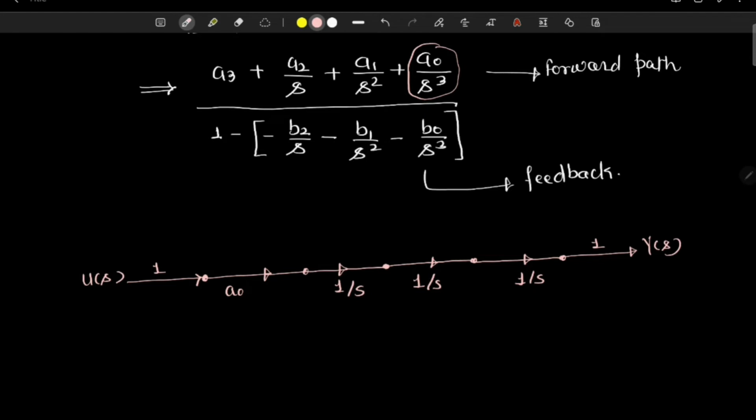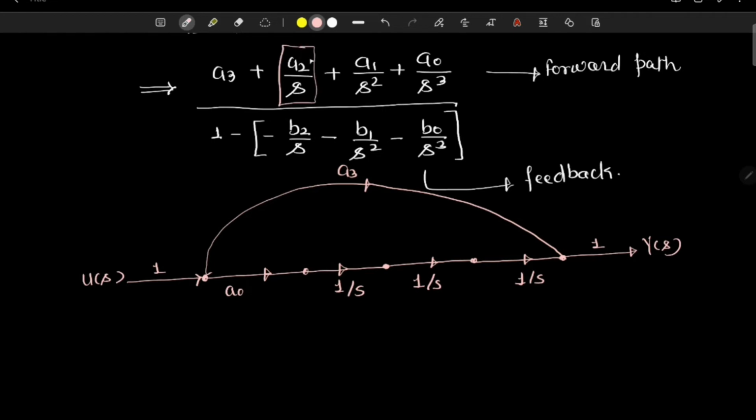Now what about a3? There is no s term, right? So we can directly put it here. This is our path a3. What about a2 or a1? What about a2? A2 is a2 into 1 by s. What about the second term? A2 into 1 by s, so we can put it here.